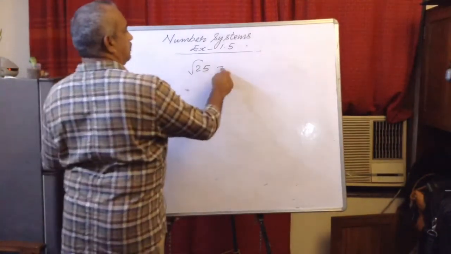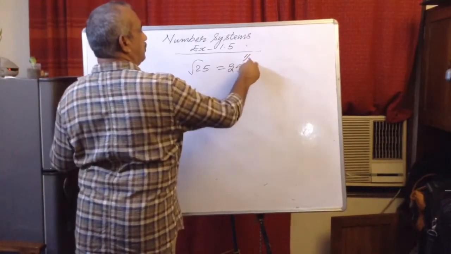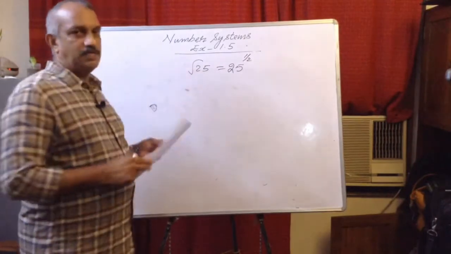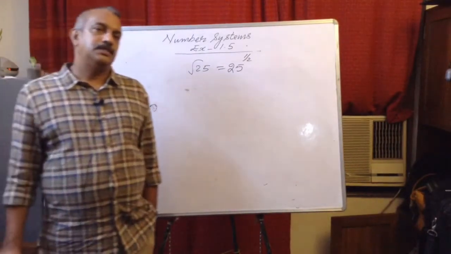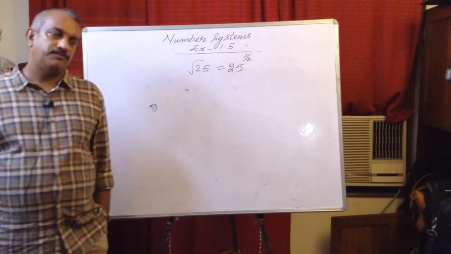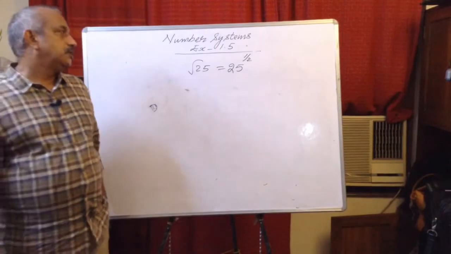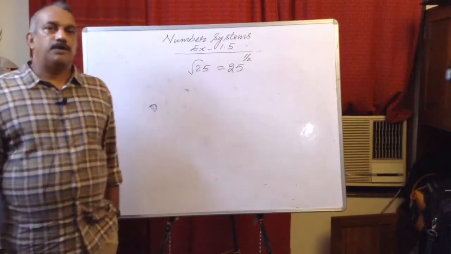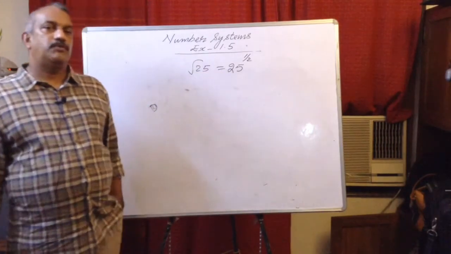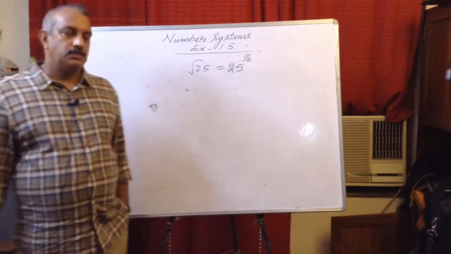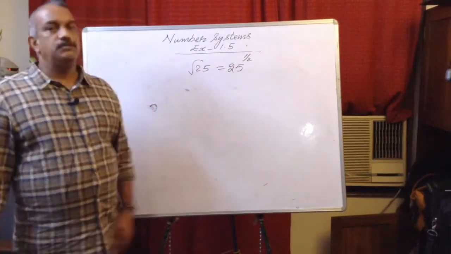See, this we can write 25 raised to 1 upon 2, because this we have learned in the last class. We have learned that every surd or every rational number in the form of surds can be changed into exponents. Root, if it is square root raised to power 1 upon 2, if it is cube root raised to power 1 upon 3, if it is fourth root raised to power 1 upon 4, and so on. So first I changed into exponent.